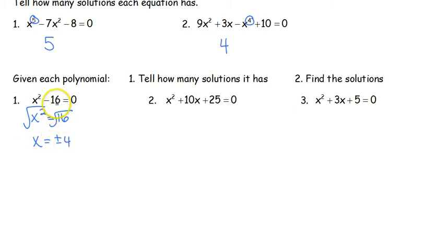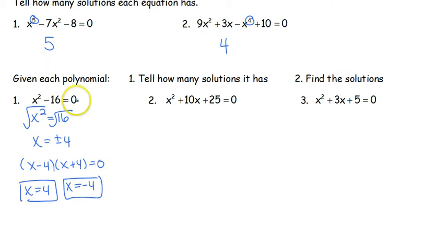Or we could have factored. X squared minus 16 is the difference of 2 squares, so we've got x minus 4, x plus 4 equals 0, and again we get the exact same thing. X is equal to 4, x is equal to a negative 4. We've got our 2 solutions that we expected to find because of the degree. And those are 2 real solutions.